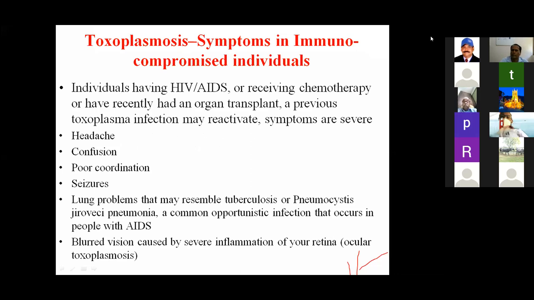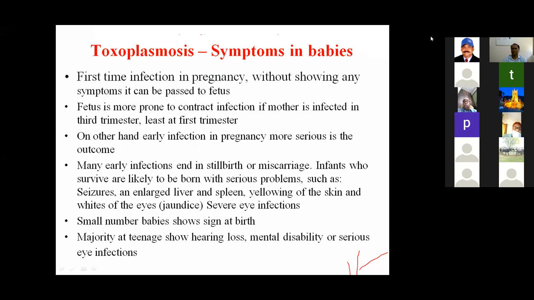But in immunocompromised individuals, the symptoms are severe. Headache, confusion, poor coordination, and seizures will be there. It will resemble tuberculosis. Pneumocystis is an opportunistic parasite, although it is very common with AIDS also. Blurred vision, severe inflammation of the retina, ocular toxoplasmosis causes. Toxoplasmosis symptoms in babies are very important.